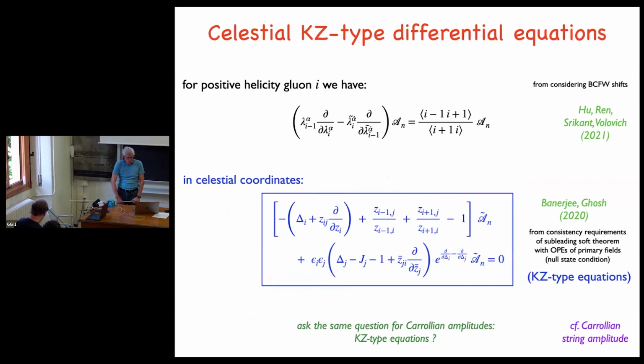Loops haven't been discussed yet, really. No, I think that should also be possible by going to unitarity cuts. Probably you should be able to upgrade it to a loop equation, I think. And yeah, that's tree level. Everything I'm saying today is tree level. But you're right, I think it would be interesting to see whether this holds also at loop level.